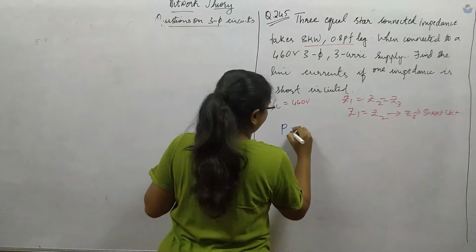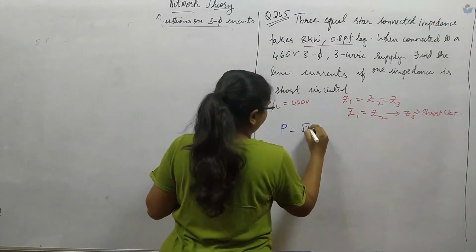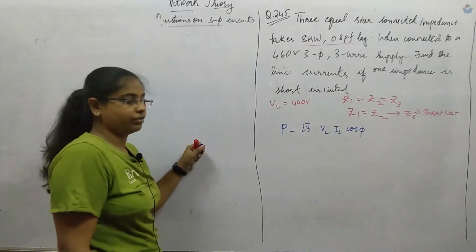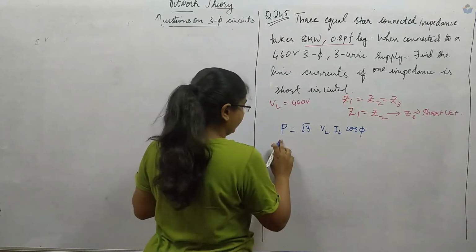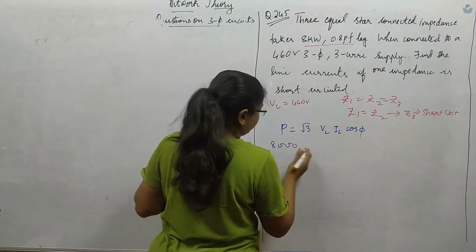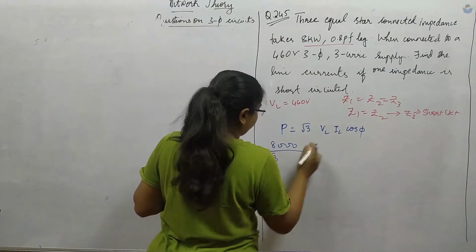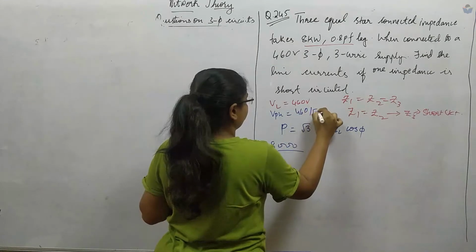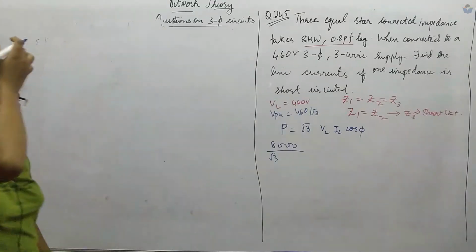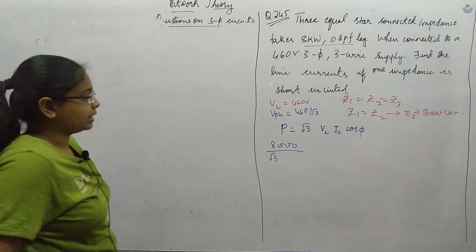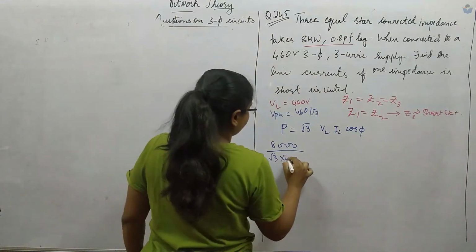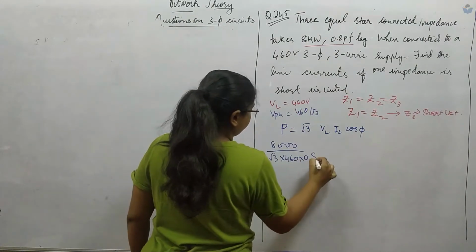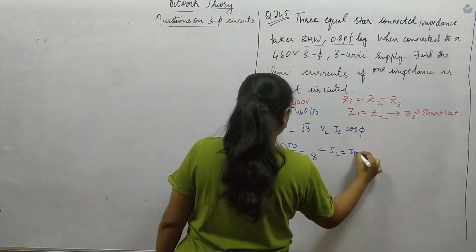We have P is equal to root 3 VL IL cos phi. We have 8 kilowatts, 8000. Take this root 3 down. VL is over here; we will take V phase 460 by root 3, or you can take directly 460 only, into cos phi, which is 0.8 as given, which will give you IL, which is also equal to I phase.